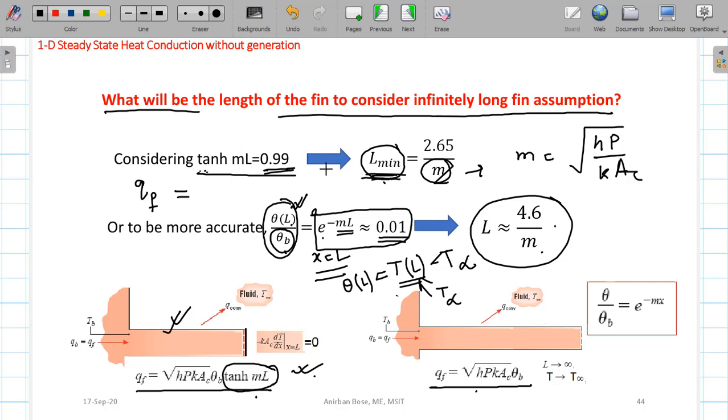But here also you can get error in terms of the rate of heat transfer. I would prefer that you need not go to that more accurate, longer length; rather, this much is sufficient. My recommendation is that you consider a small error with respect to the rate of heat transfer, such that tanh(mL) is equal to 0.99, and find the L. This is the condition for the minimum length. If the fin is at least this length, you can consider that particular fin to be an infinitely long fin.